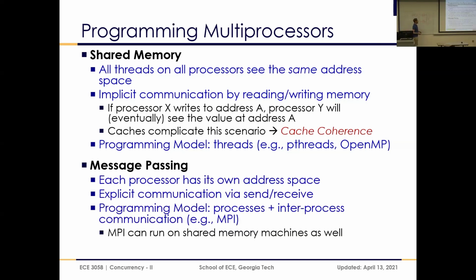Message passing. Each processor has its own address space. Explicit communication via send and receive. Programming model, process plus interprocess communication. These are two different ways we can do it, two different ways of looking at things, right? So if you're going to do a shared memory space, everybody gets to see the same thing. If you're going to do message passing, that means everybody has their own space and you're going to pass messages back and forth between them in order to communicate. These are different structures that we can implement and optimize depending on what our goal is.